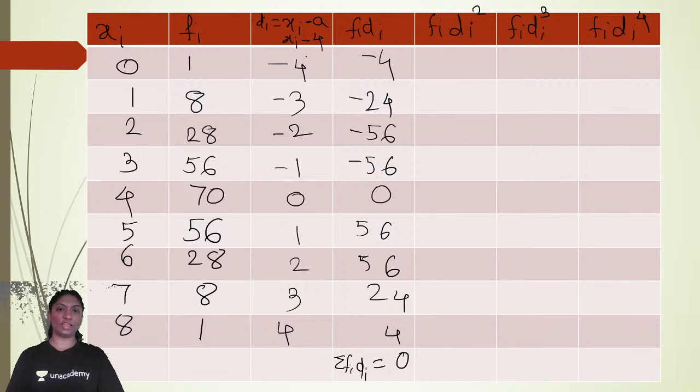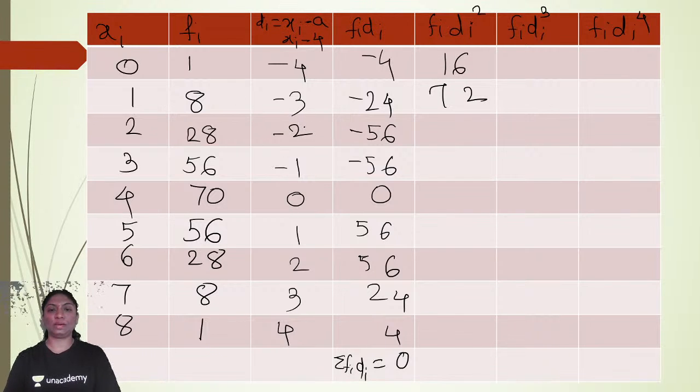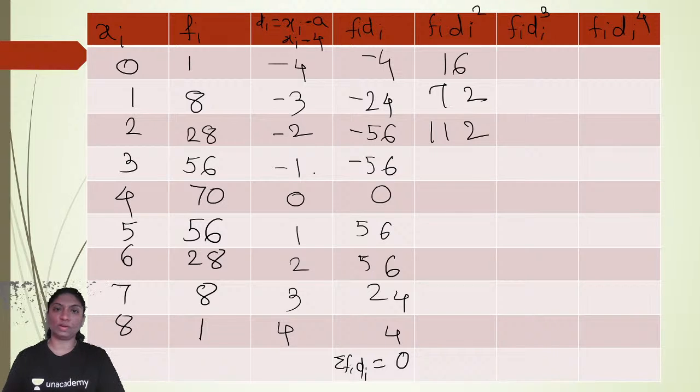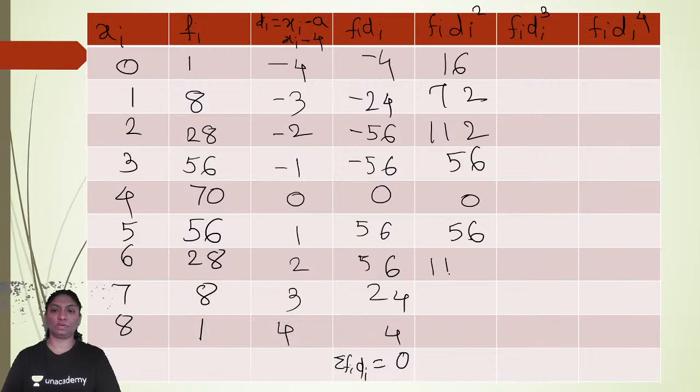First take the square of di. So minus 4 square is 16, 16 into 1, so 16. Minus 3 square, 9, 9 into 8, 72. So like that we have to calculate. Minus 2 square, 4, 28 fours are 112. Right? Then minus 1 square into 56, 56; 0 square into 70, 0; 1 square into 56, 56; 2 square, 4, so 112; 3 square, 9; 4 square, 16.